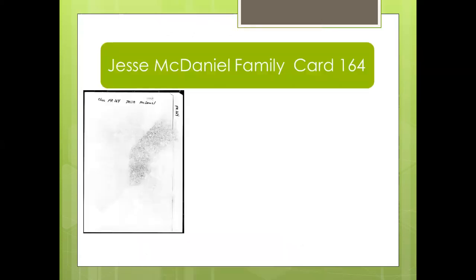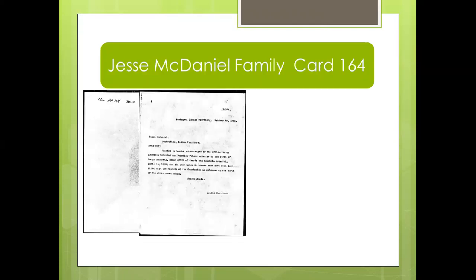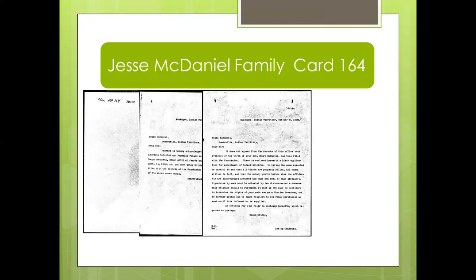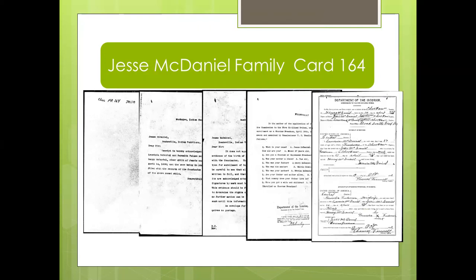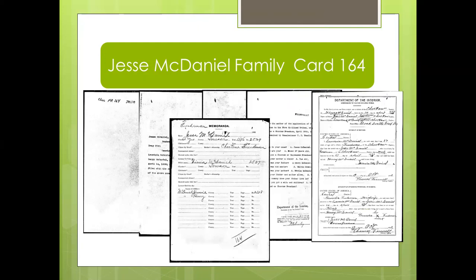The Jesse McDaniel family, now his own file, his own folder, remember, he was on card number 164. And of course, there's a file number 164. And you find several documents in the file. You find at least 2 letters. You find an abbreviated interview. You find a birth affidavit for one of the children. And you even find a memoranda that's there as well.